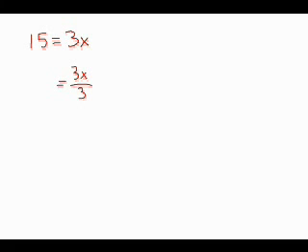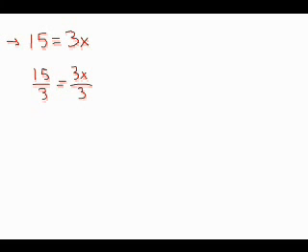Now, in this case, I've got the variable on the right-hand side. And it doesn't really matter where you isolate the variable. It can be on the left side or the right side. But again, an equal sign is like a balance scale. We're saying in the original equation, 15 is the same as 3x. So if I divide the right-hand side by 3, I have to divide the left-hand side by 3.